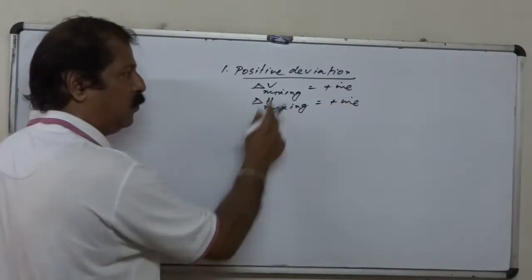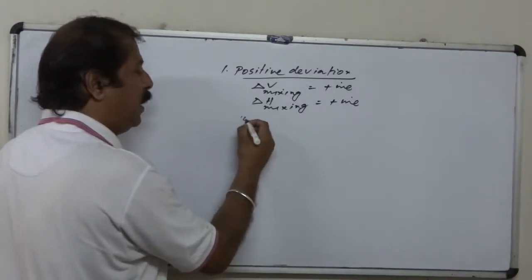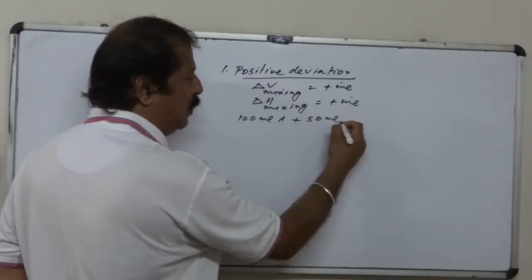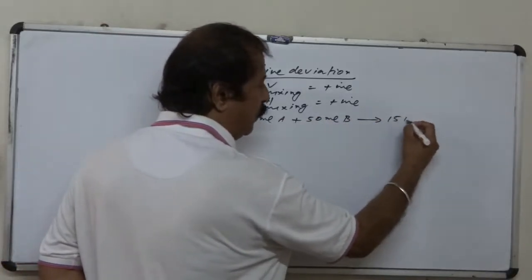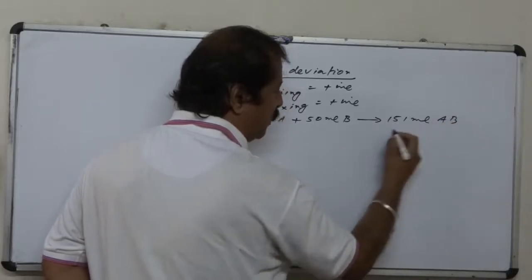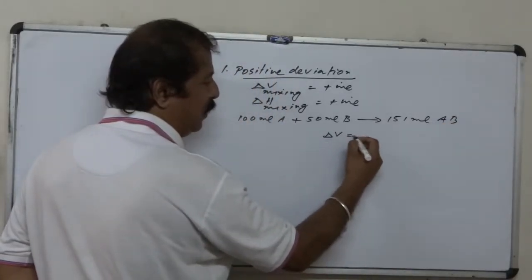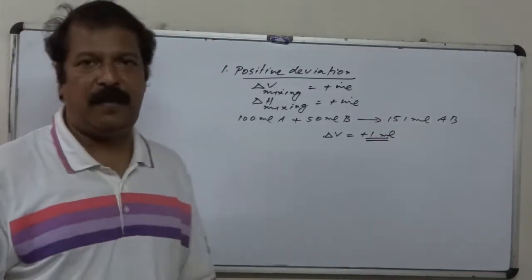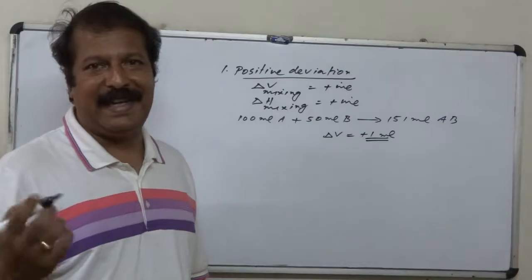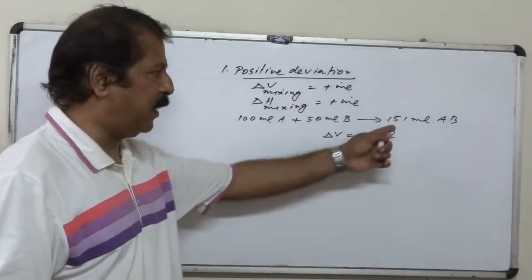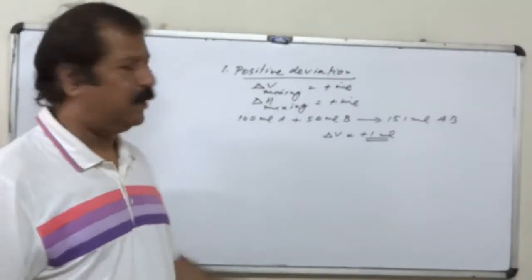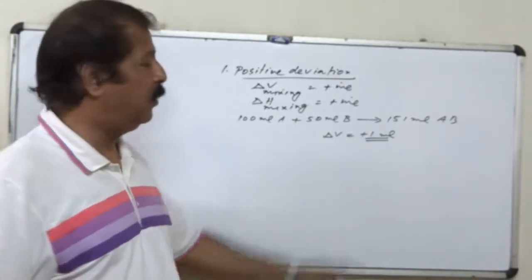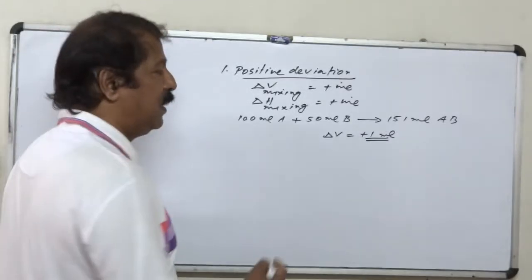So we will explain what delta V mixing positive means. You are taking 100 ml of A plus 50 ml of B. You are getting 151 ml of AB. So there is an increase in volume, delta V, of 1 ml. Normally it is in between 150.1 and 150.9 ml, but sometimes it may be 150.5 ml. Anyway, for simplicity I am writing 100 ml of A plus 50 ml of B giving 151 ml of AB. So delta V is positive.